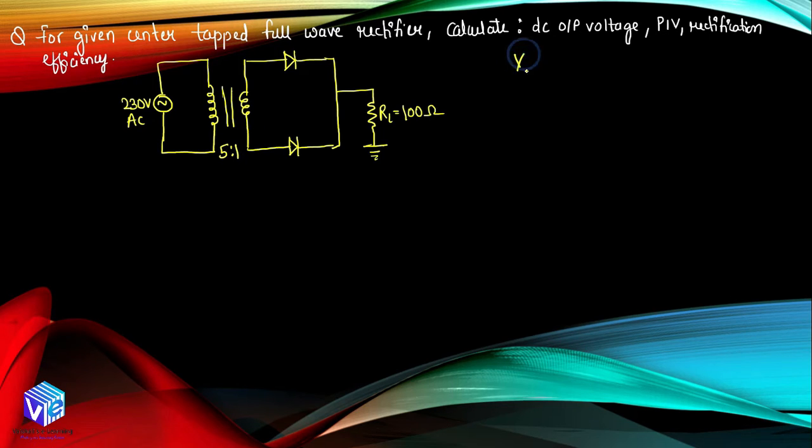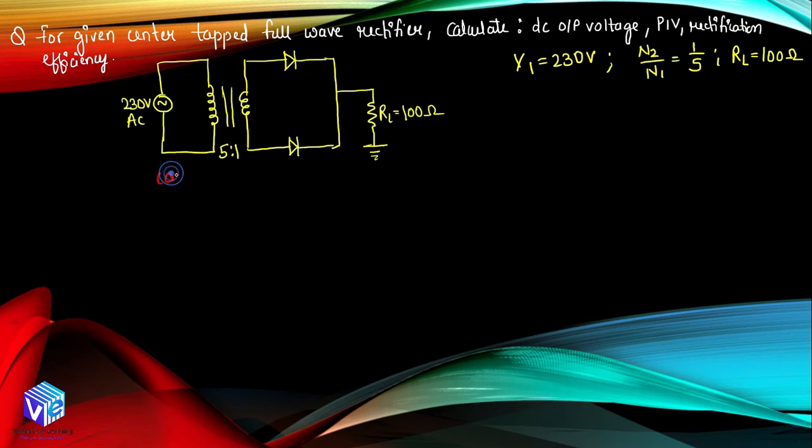So we will see what all things are given to us. First of all, V1 is given, which is 230 volt. After that, N2 upon N1 is equal to 1 upon 5. And after that, RL is also given. RL is equal to 100 ohm. So these things are given to me. We have to calculate first the DC output voltage.